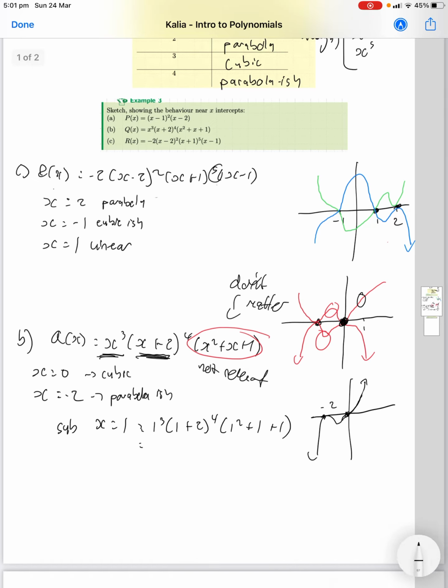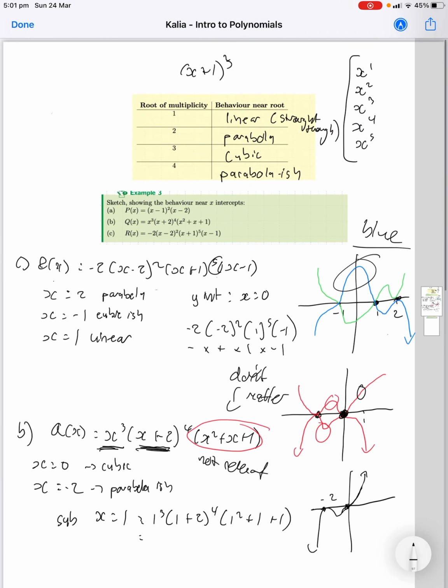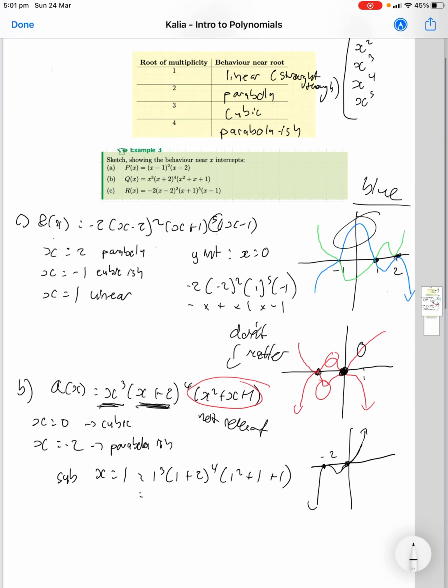Best part about this, we can look straight at the y-intercept. We don't have the y-intercept as one of our x-intercepts, so the y-intercept will help us determine if it's the blue or the green. The y-intercept is when x is equal to 0. We have negative 2, negative 2 squared, 1 to the 5, negative 1. So we have a negative times a positive times a positive times a negative, which overall gives us a positive, which means it's going to end up being the blue graph. So that right there is graphing involving the intercepts and looking at the behavior between them.